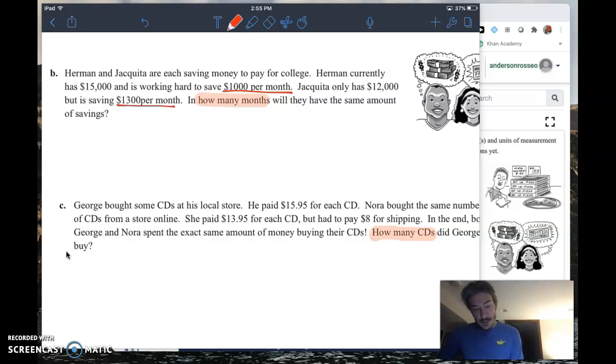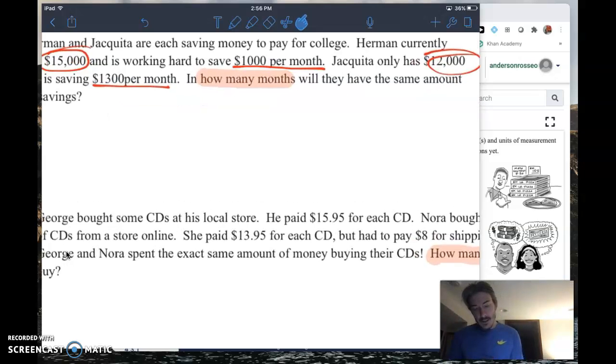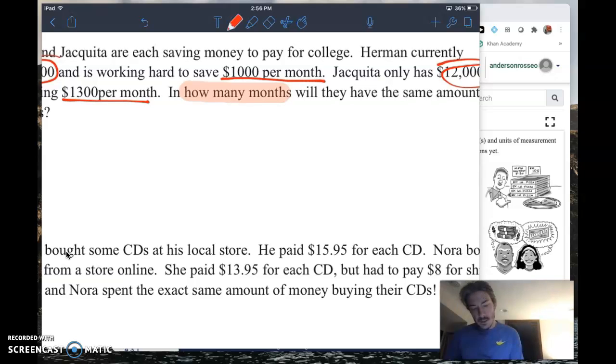$1,000 per month, $1,300 per month. That tells me I'm probably going to either want a situation in standard form or two different equations. We're going to go two different equations here because in addition to having two rates, I also have two totals. So the question is, in how many months will they have the same amount of savings? That's going to be the start. It's how we're going to approach this.